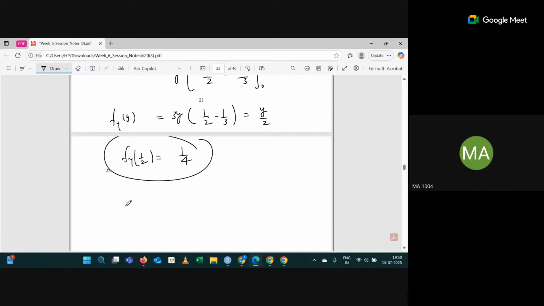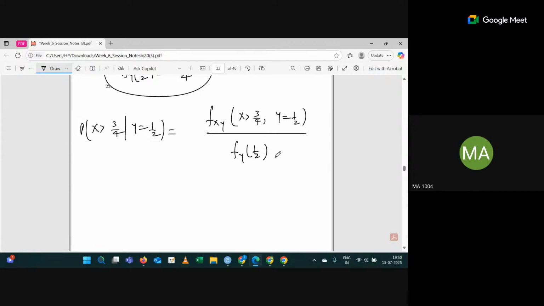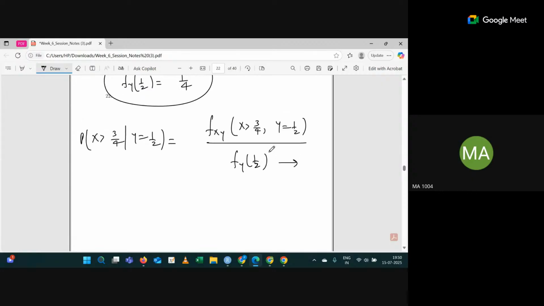Yes, sir. Now I have to calculate the probability x greater than 3 by 4 given that y is equal to half. So we saw it will be the joint density when x is greater than 3 by 4 and y is half, divided by f_Y of half. So this denominator part, which we already have, is 1 by 4. If you substitute 1 by 4, it will become 4.